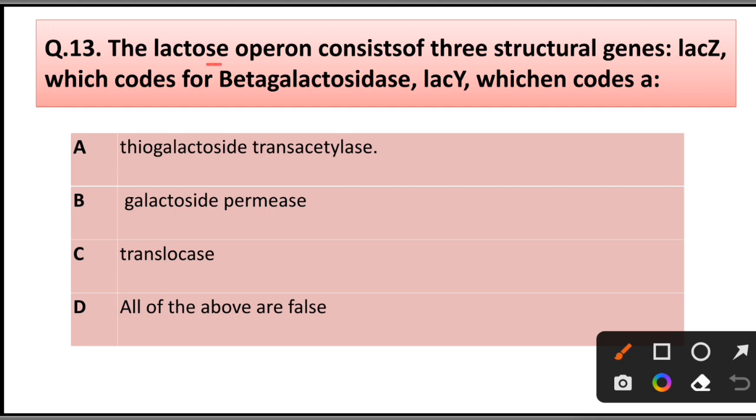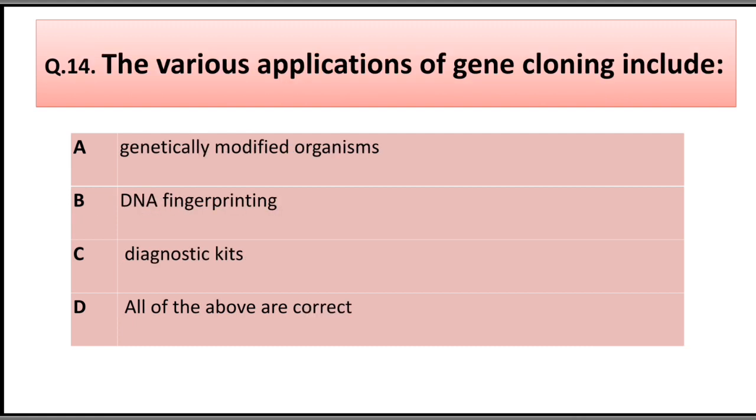Question number 13. The lactose operon consists of three structural genes: lacZ, which codes for beta-galactosidase, lacY, which encodes a galactoside transacetylase, galactoside permease, translocase. All of the above are false. Correct answer is option B, galactoside permease.